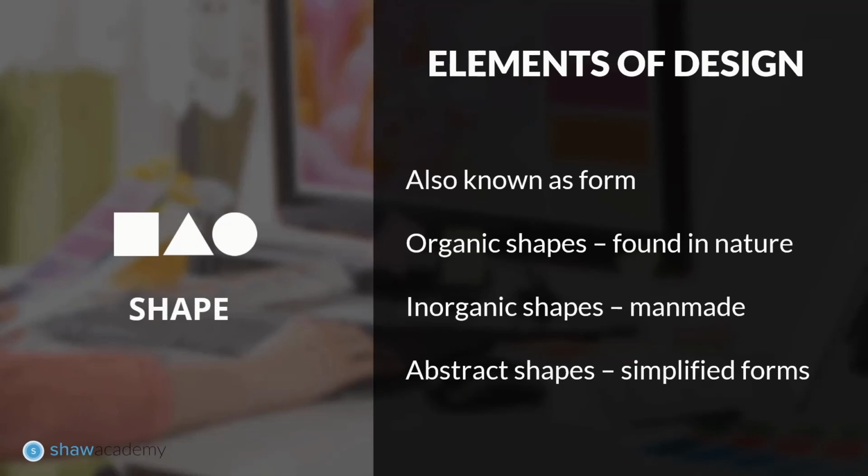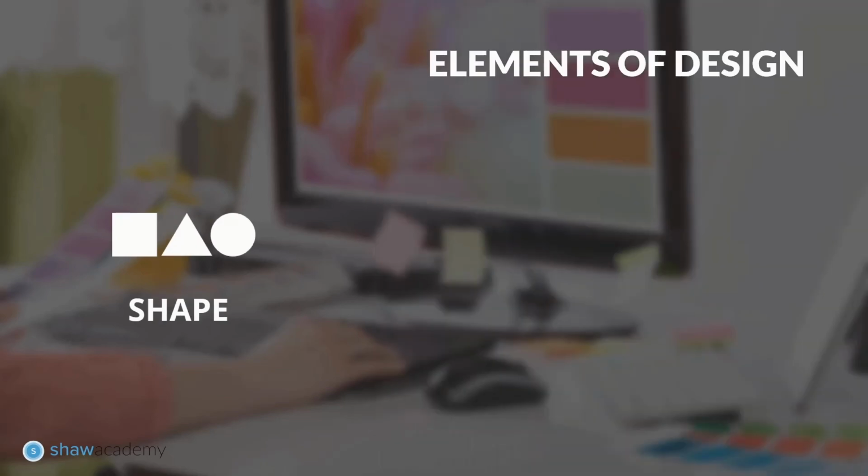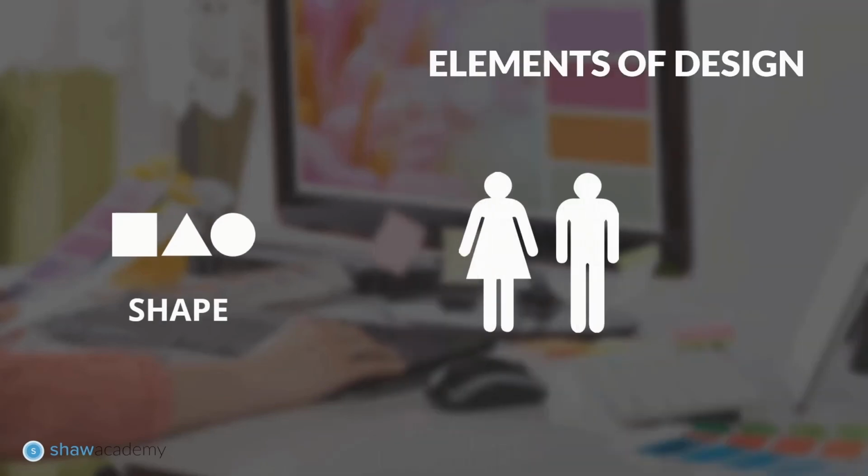Abstract shapes are simplified forms of real objects, like the sign to indicate male or female restrooms. Think about the stick figure icons at a public restroom. They do not resemble a human body perfectly, but they convey the message perfectly. This is a great example of an abstract shape.